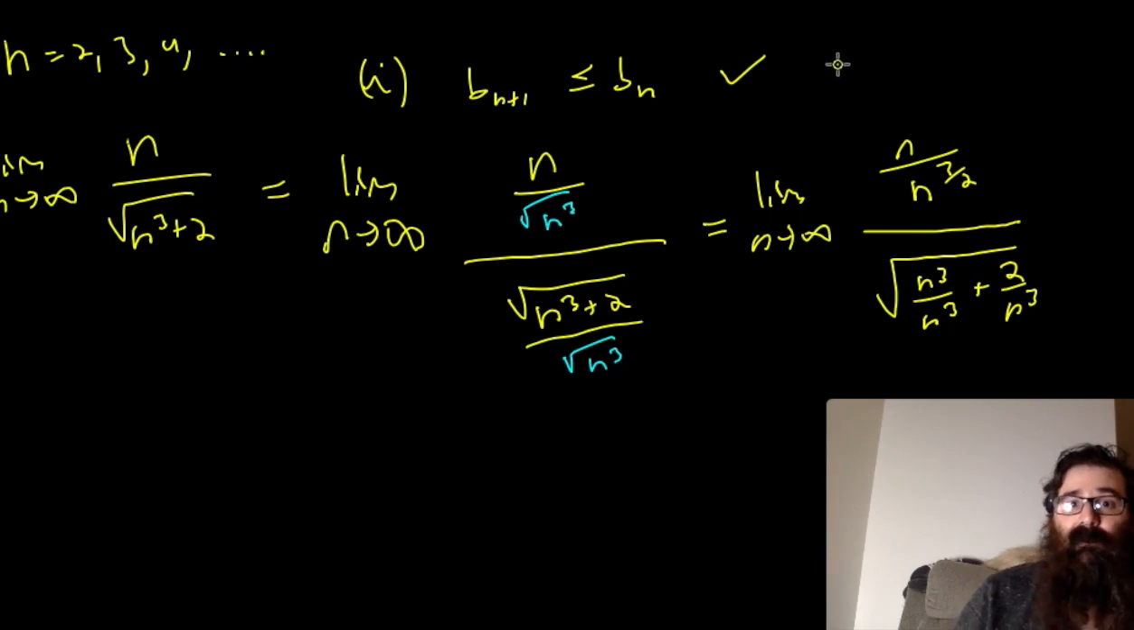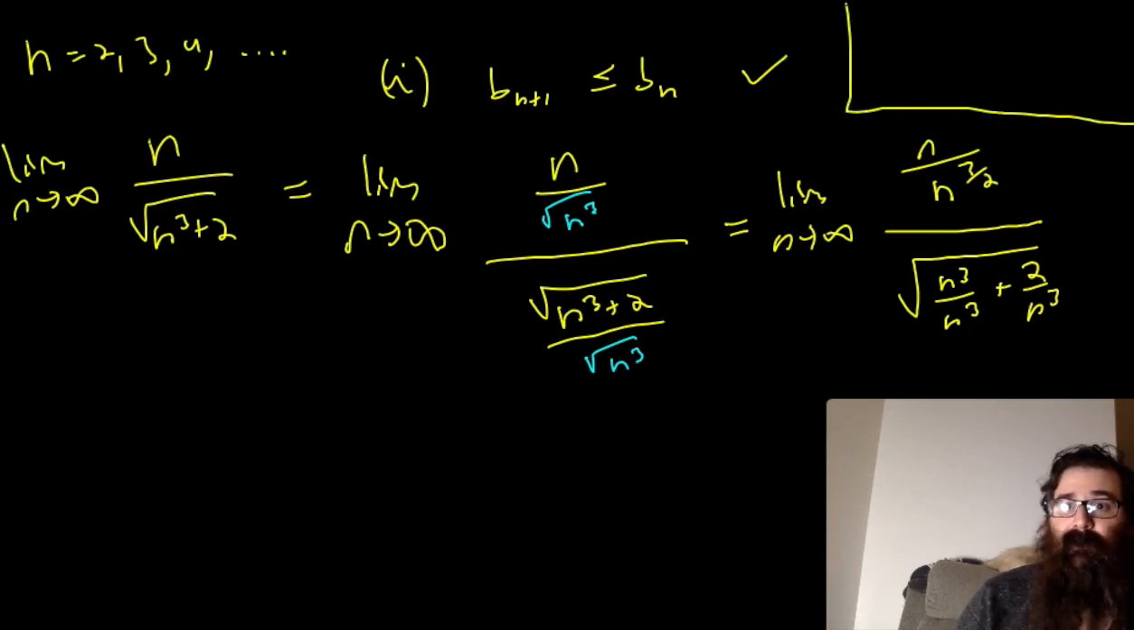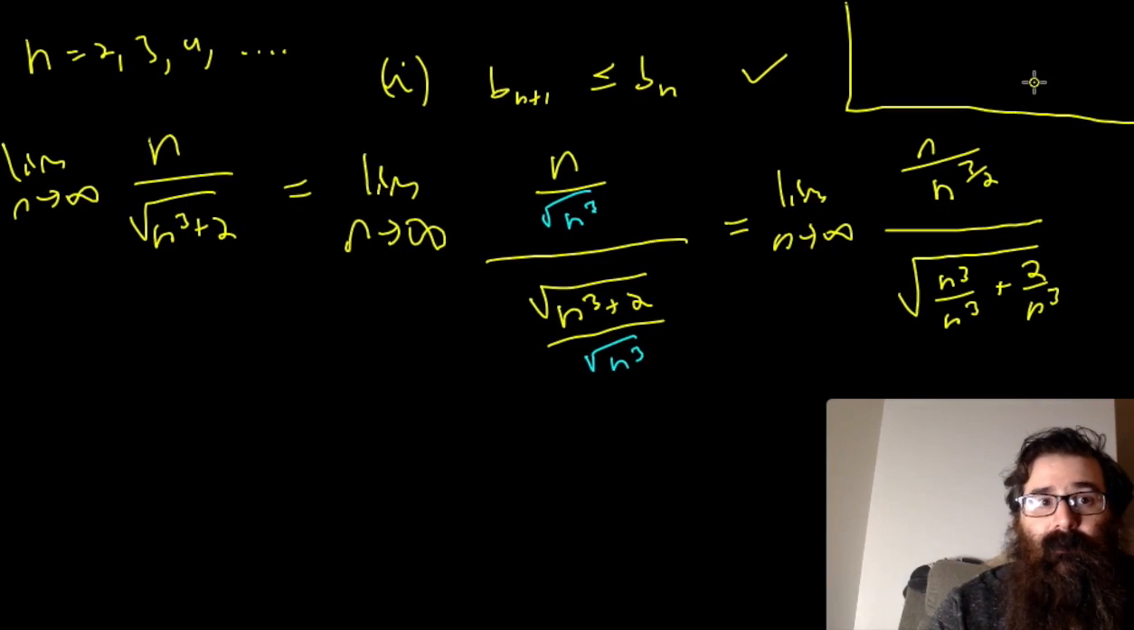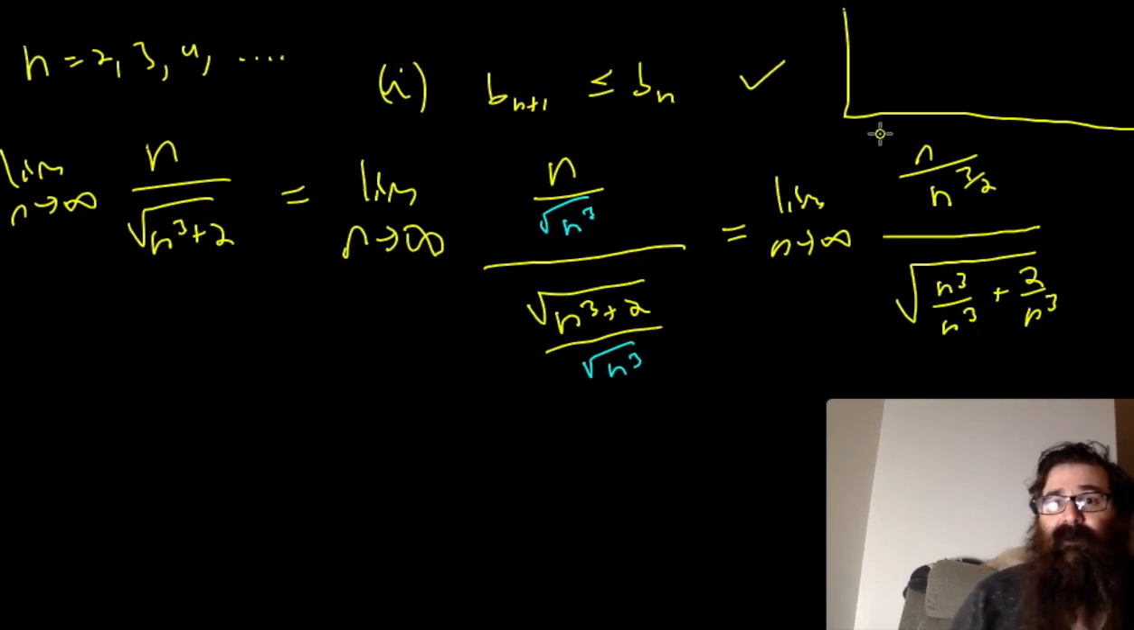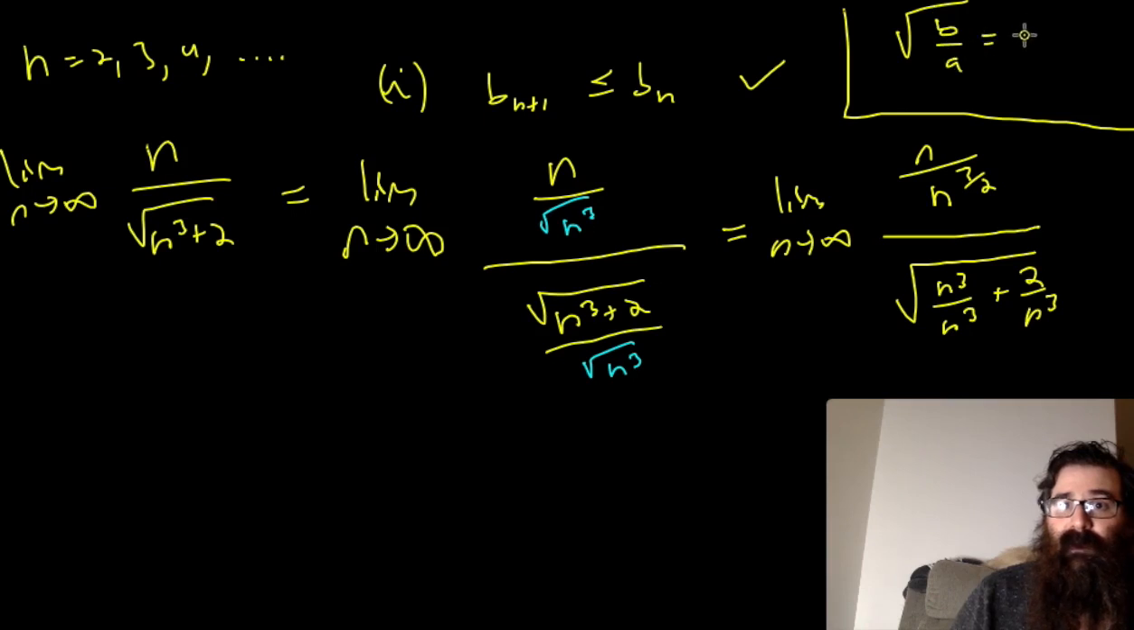And this is just the property that we have, I'll jot it down up here, where we would say that the square root of b over a is the same as square root of b over square root of a.